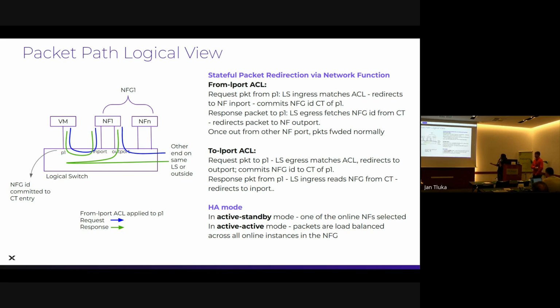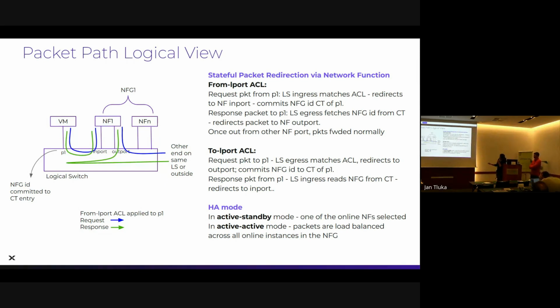Now the same packet after processing comes out of the other port of the NF1 and it continues on its journey, right? So the blue arrows represent the request path. Now let's talk about the response, which is represented by the green line. So the response is destined to P1's MAC address, right?